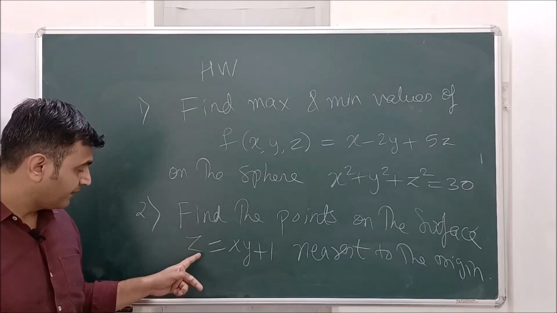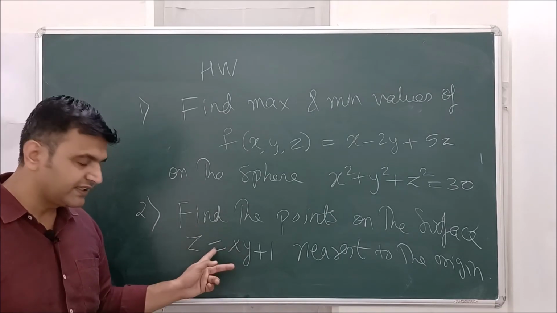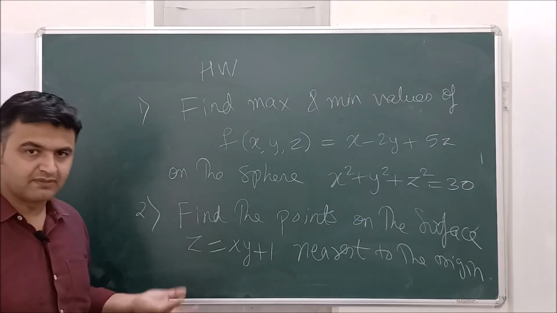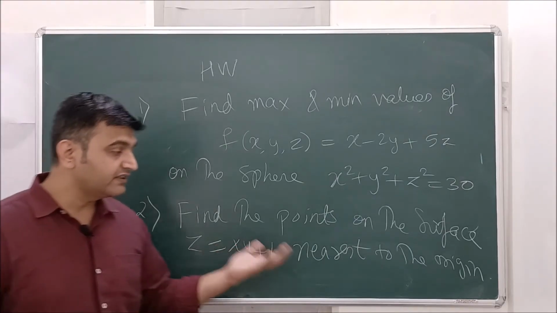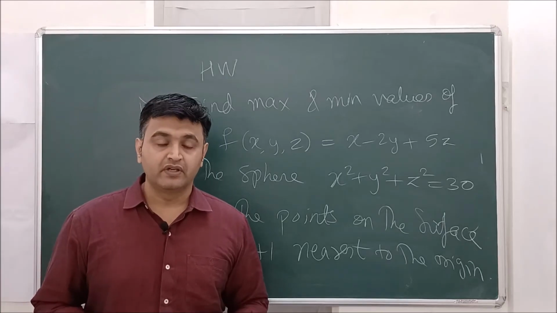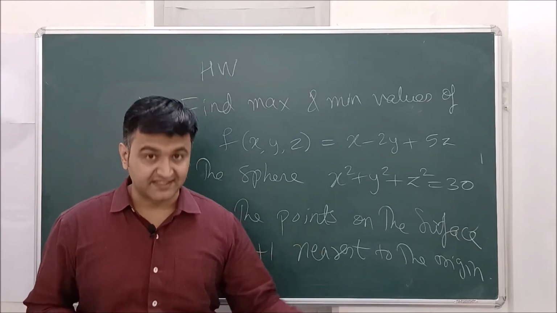So what is your g? xy minus z plus 1 or z minus xy minus 1. So that is the g nearest to the origin. So what will be your f? It will be x square plus y square plus z square.